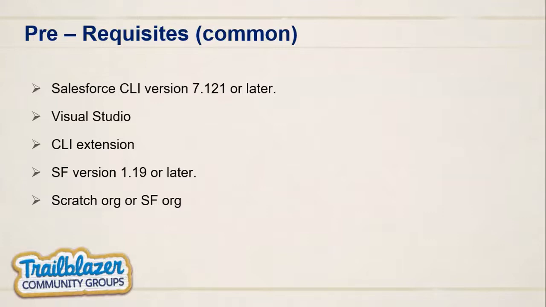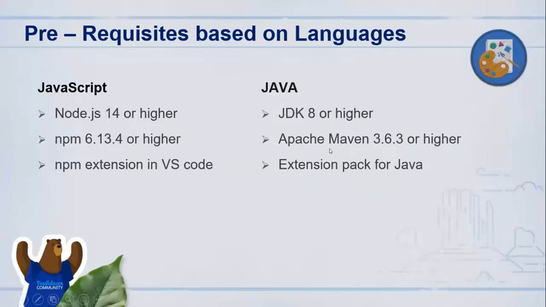Then we need Visual Studio. In Visual Studio, we should have the CLI extension pack, which is used for both JavaScript and Java. The SF version should be 1.19 or later. If you want to do it inside the production org, you can go with that. Otherwise, when you do some examples, you can go with a scratch org or your developer edition, anything is fine.